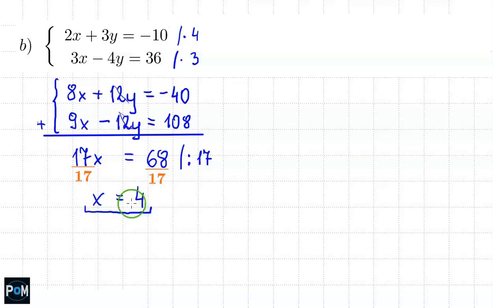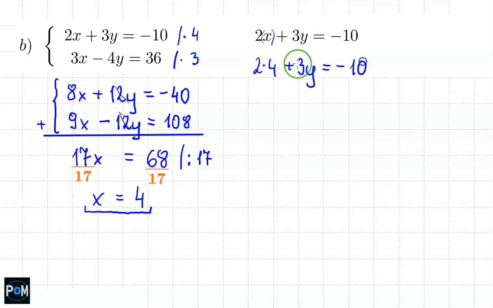I have x calculated, just need y. I can calculate y from any equation above this line. I choose the one that seems easiest to me, and the easiest seems to be this first equation, so I'm writing it down here on the side. 2x plus 3y equals negative 10. And into this equation in place of x, I can substitute the number 4 right here. Here I replace this x with number 4. 2 is multiplied by 4, and I rewrite the rest. Plus 3y equals negative 10 remains unchanged.